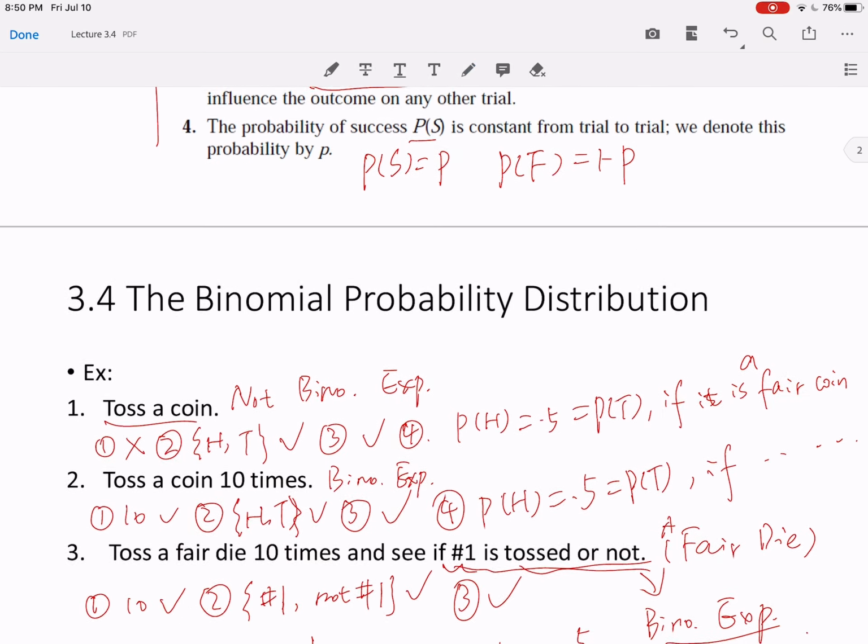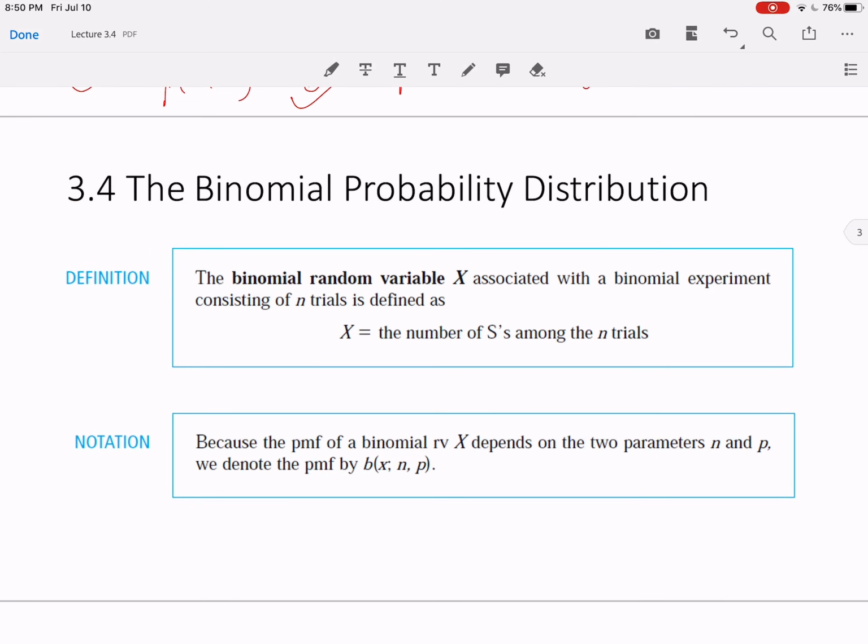Alright, once we know the definition of binomial experiment, let's take a look at the definition of binomial random variable. The binomial random variable x associated with a binomial experiment consisting of n trials is defined as x is equal to the number of successes among the n trials. Okay? X represents the number of successes among the n trials.